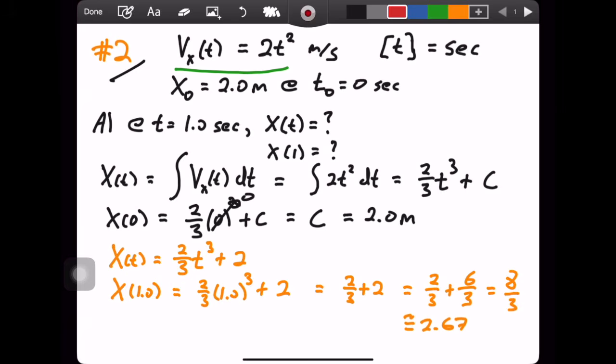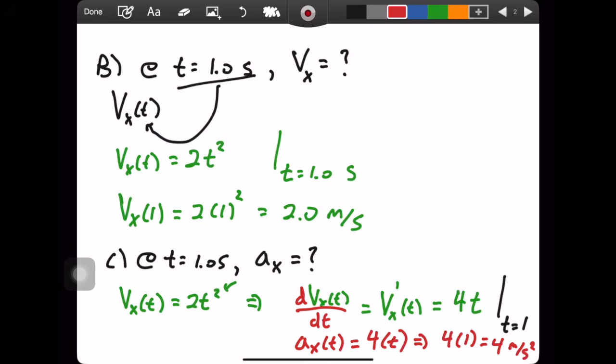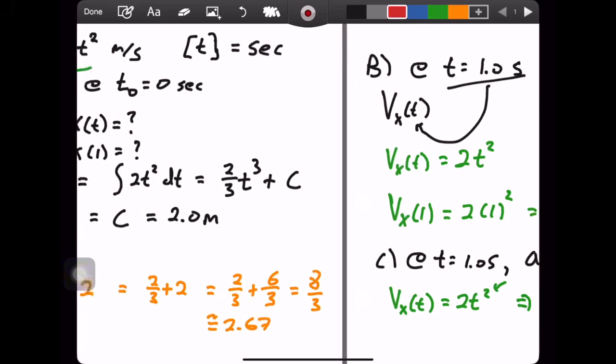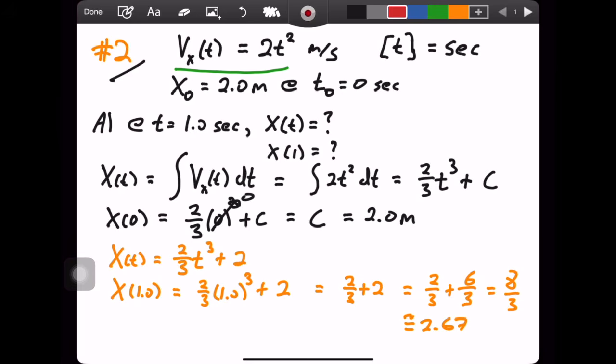So we did a little bit of both in this problem. We had velocity as a function of time. We had to integrate it to find position as a function of time and then figure out what the position was at a given time. But then we also had to figure out, if we are given this velocity as a function of time and we're given a time, what's the velocity at that time? And then we were also asked a question about acceleration, and we knew that we could take the derivative of the velocity and plug in the appropriate time and get the acceleration for that time. So that's a recap of problem number 2.